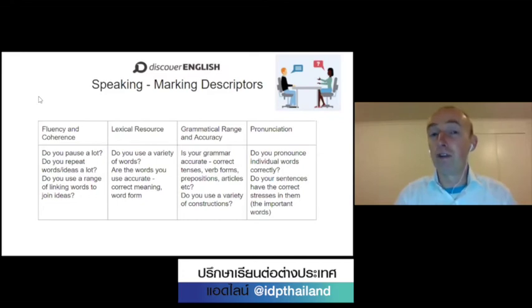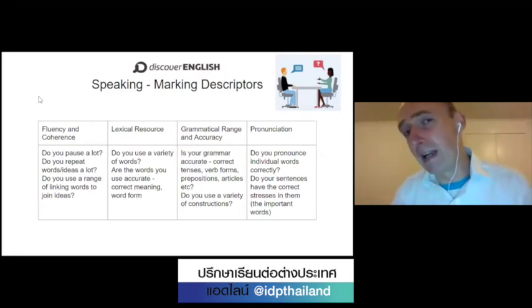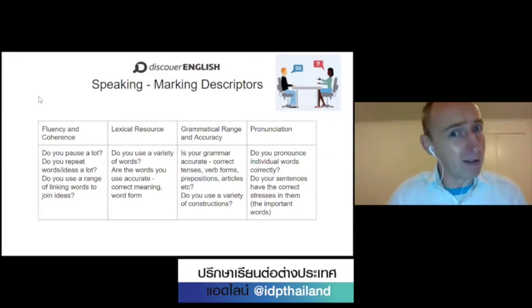So if you are focusing a lot of energy on grammar and no energy on pronunciation, or no energy on fluency or lexis or vocabulary, then you're not going to end up with a very high score, because you'll get a good score for grammar, but not for the other areas.